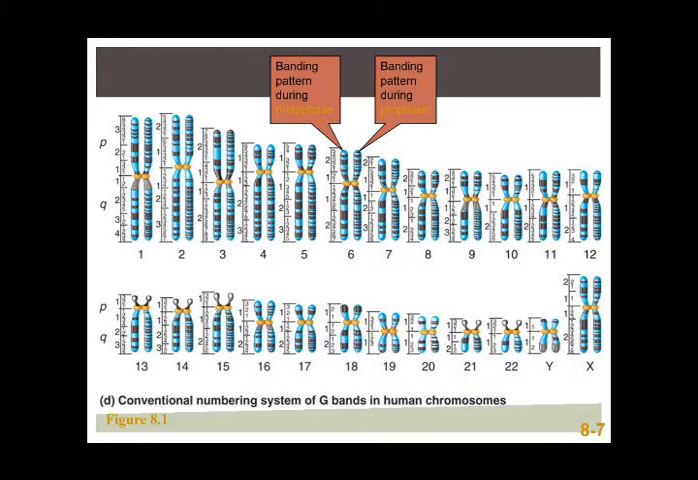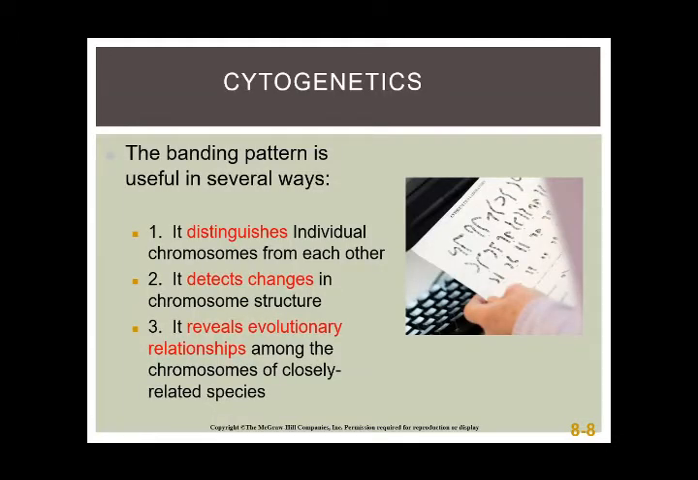So as you can see here, this is the human karyotype, and the bands that you see are the G bands. The band pattern during metaphase is different compared to the band pattern during prophase. So the banding pattern is useful in several ways. It helps distinguish individual chromosomes from each other, detect changes, and also reveals evolutionary relationships among the chromosomes of closely related species.